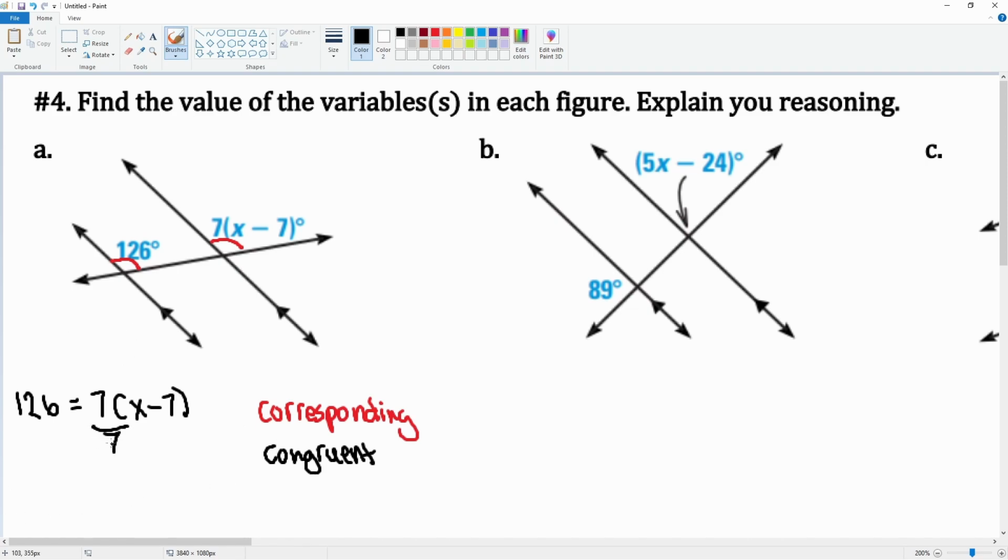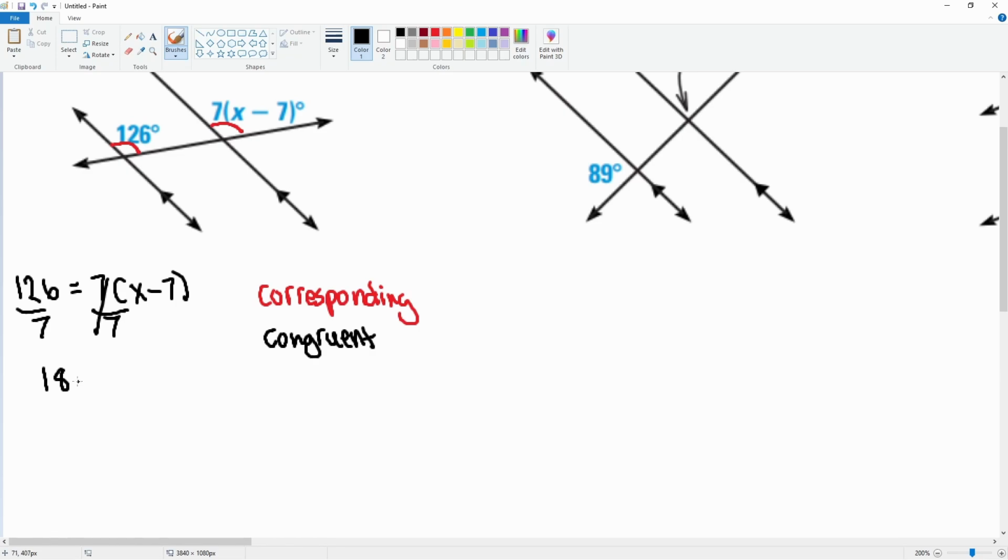So let's divide by 7 on both sides. This allows us to cancel this. 126 divided by 7 gets us 18, equaling what's left, which is just x - 7 here. Add 7 to both sides, this will cancel, leaving you with 18 plus 7, which is 25, equaling x.